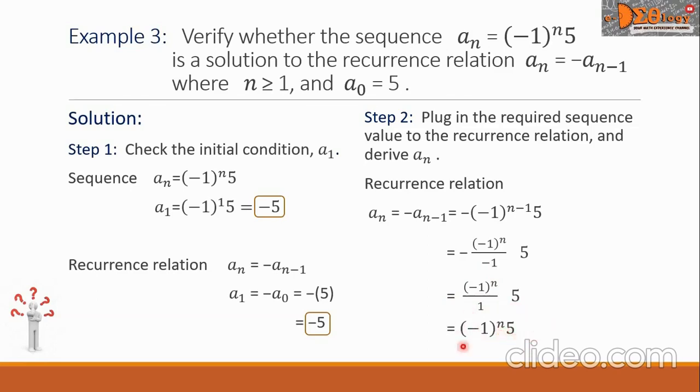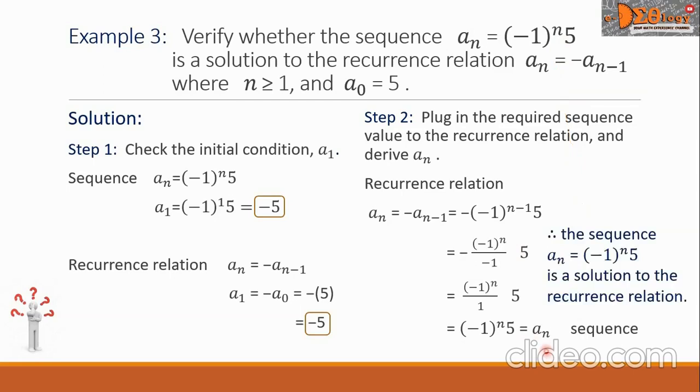Notice here that this value is equal to our value of the sequence. So we can write this equal to a sub n. We say that, therefore, the sequence a sub n is equal to negative 1 raised to n times 5 is a solution to the recurrence relation.